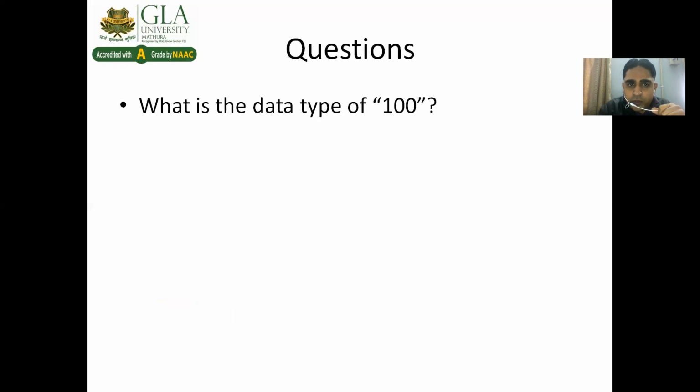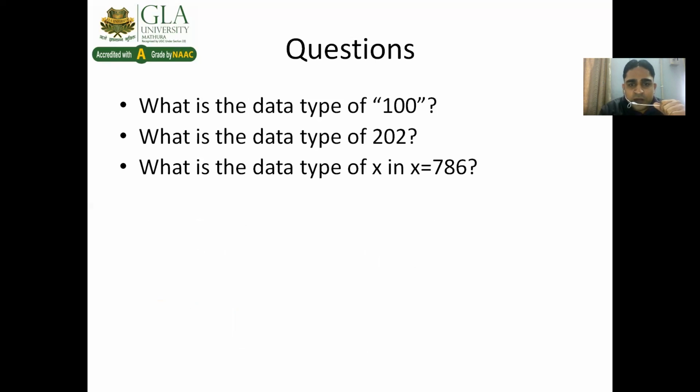So let's talk about the questions. What is the data type of "100"? Yes, you are right. It's string, because we have written it inside double quotes. What is the data type of 202? Because it is not written in double quotes, it is an integer value. What is the data type of x in x equal to 786? Because 786 has a data type integer, and we are assigning the value of 786 to x, it means we are going to have the data type of x as integer only.